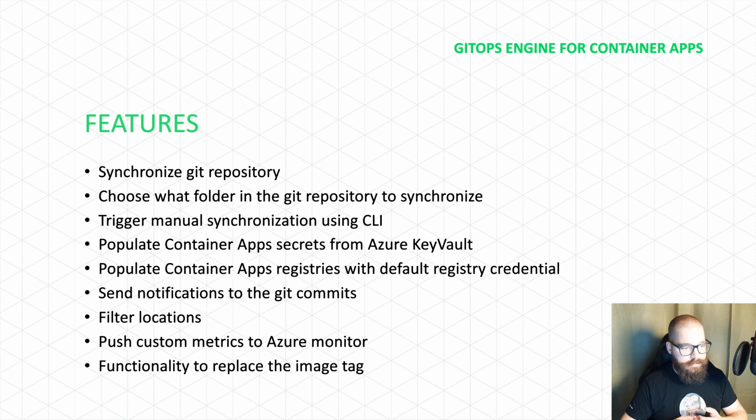We're also able to send notifications to the Git commit. That means the green checkbox in GitHub and Azure DevOps. And we're able to use that using another tool we call GitOps Promotion. We're able to filter locations, and that means that if we have multiple regions connected to the same repository, we can specify what regions a specific app should be located in. By default, it will be in all of them.